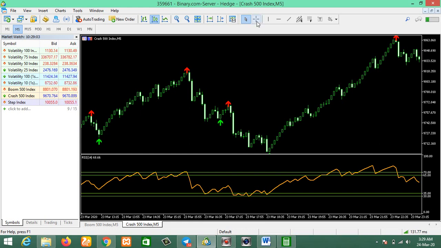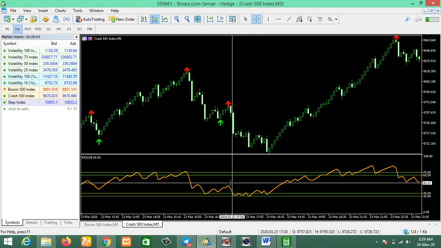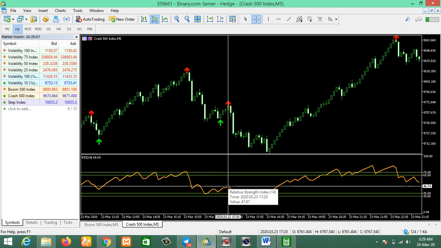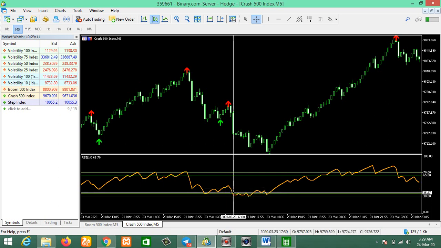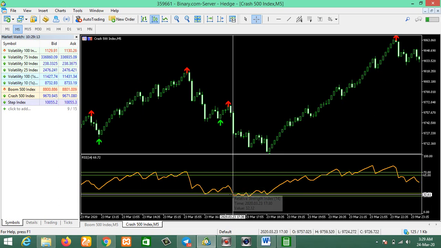Okay, what am I trying to say? Let's check, for example, here. What's the value of RSI here? 47. You can see that that's not the best time to enter. The time to enter is within 35 to 40 at most.